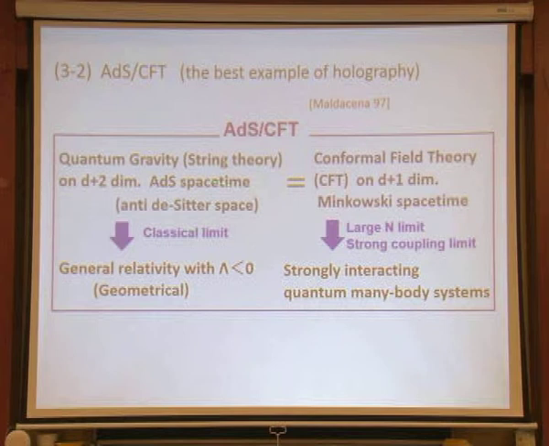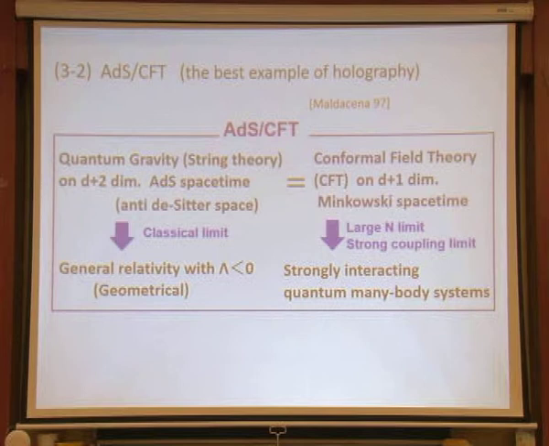And equivalently, it is known that this is a conformal field theory. We should also take some limit to realize this. This corresponds to the large N limit, where N is the rank of the gauge group of this gauge theory realization of the conformal field theory. We take the large N limit and the strongly coupled limit, and this exactly corresponds to the classical gravity limit. So this ends up with a strongly interacting quantum system with a lot of degrees of freedom. So we are mainly working on this correspondence between these two.